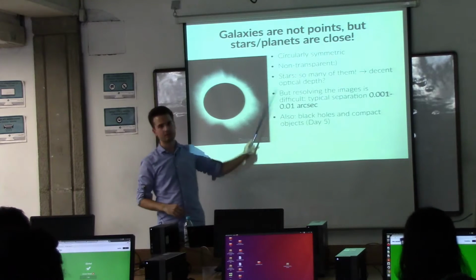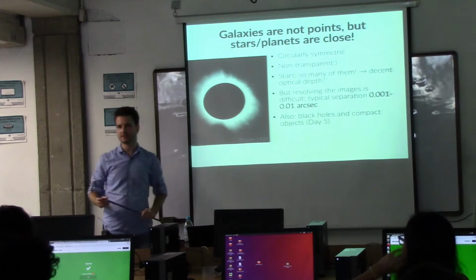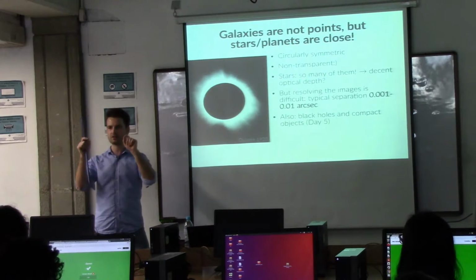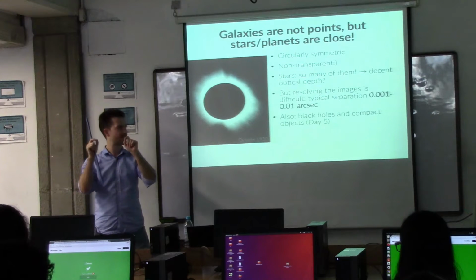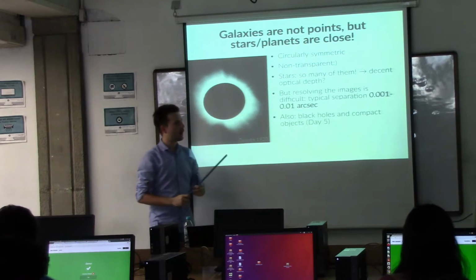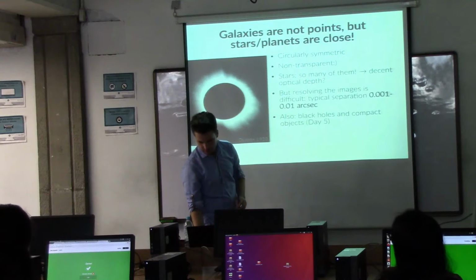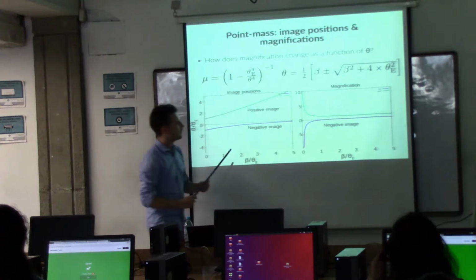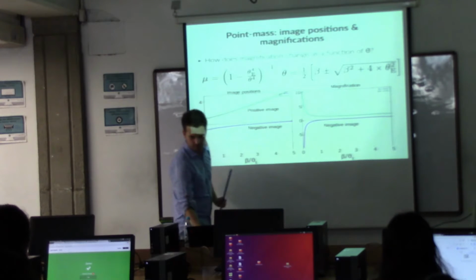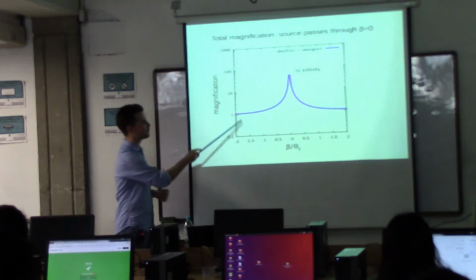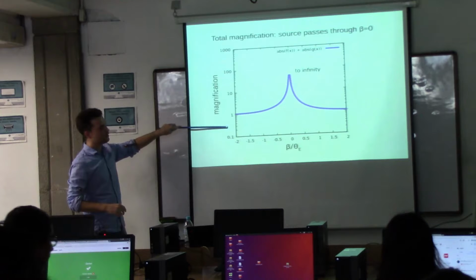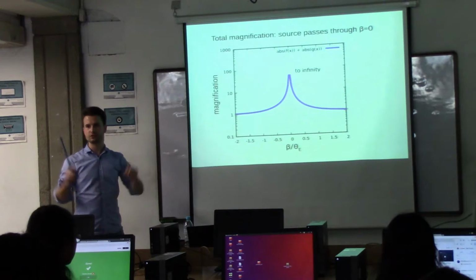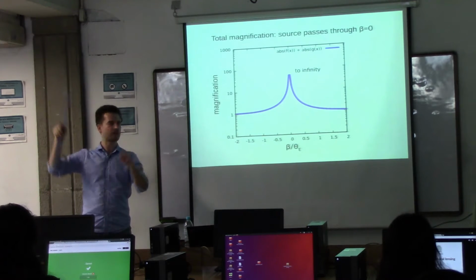The problem is that the typical angular separation of this is very small. You can't resolve it even with the best telescopes. But what you can see, if I just skip this... So you can't resolve the individual images, but what you can resolve is the total magnification of the 2 images that will form for a point mass lens.